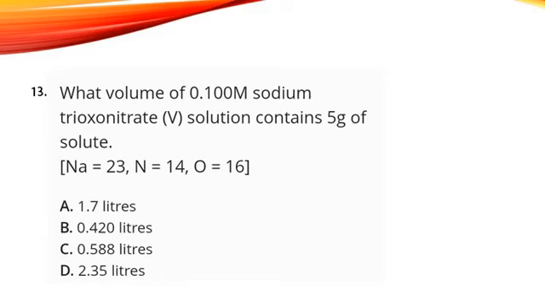Next is question 13, which says what volume of 0.1 molar sodium trioxonitrate(V) solution contains 5 grams of solute? You're also given the atomic masses of sodium, nitrogen, and oxygen. This indirectly gives you the concentration of sodium trioxonitrate(V) in this solution, and you're also given its mass. Then you're asked to calculate the volume. So we are just going to use our formula and make volume the subject of the formula.